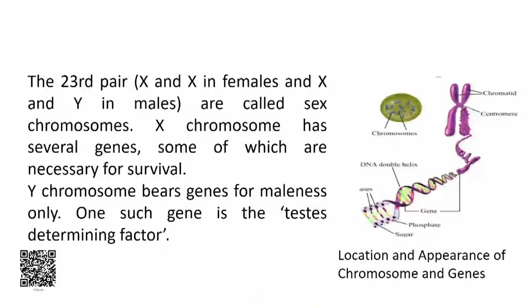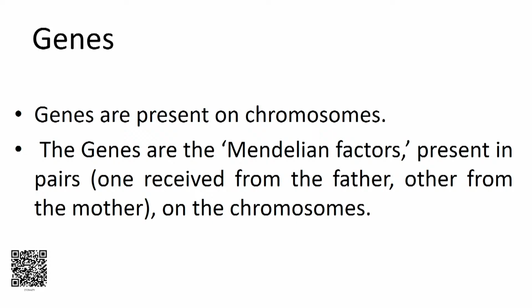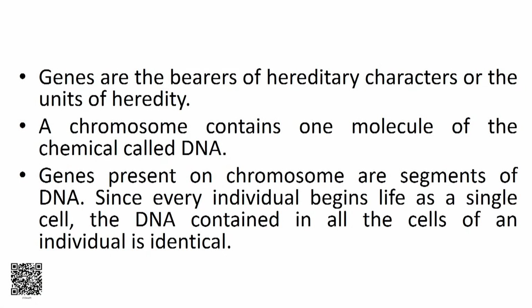The X chromosome has several genes, some of which are necessary for survival. But the Y chromosome bears genes for maleness only. One such gene is the testis-determining factor. So genes are present on chromosomes. The genes are the Mendelian factors present in pairs on the chromosomes. One member of a pair of genes present on a chromosome has its pair on the homologous chromosome at the same location. So genes are the bearers of the hereditary characters, or the units of heredity.